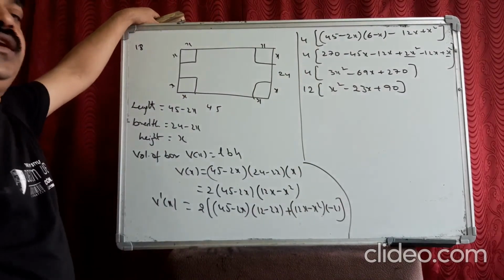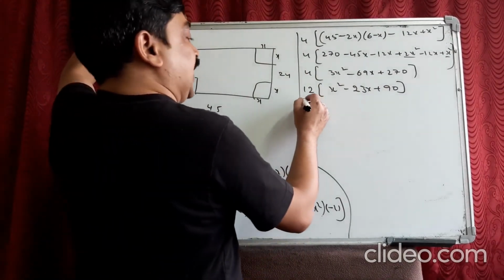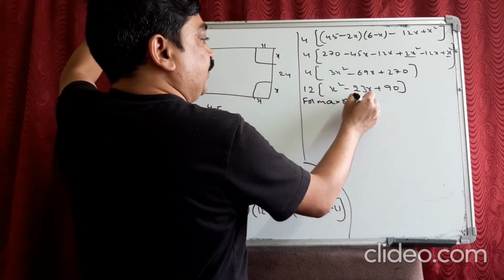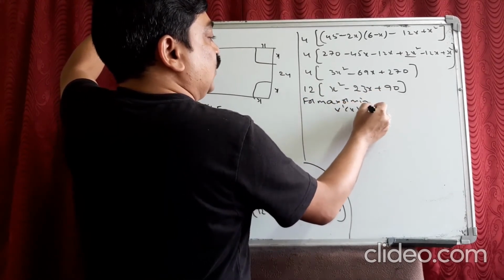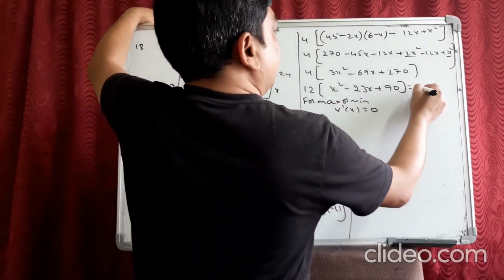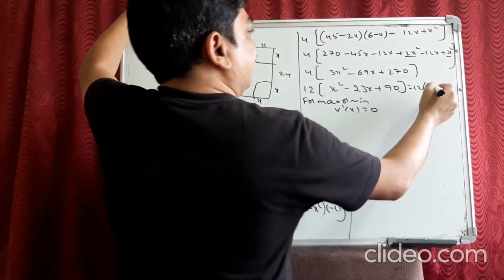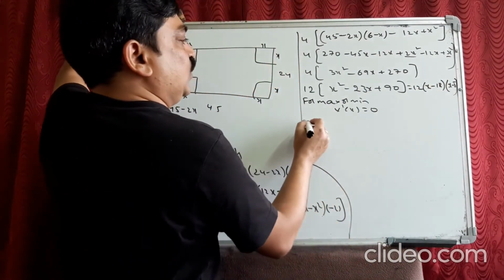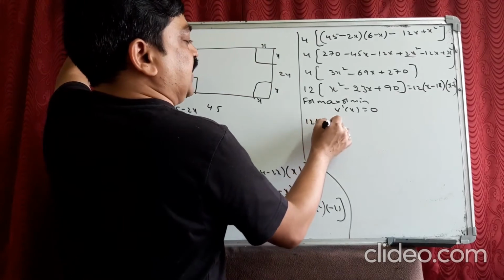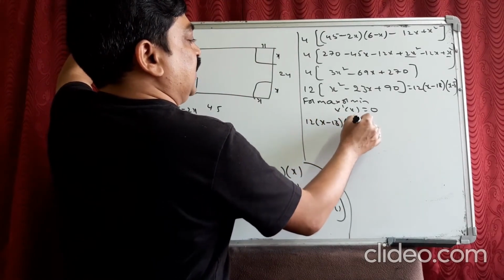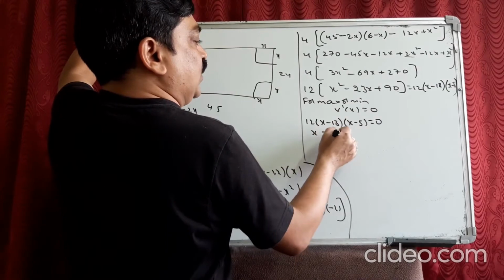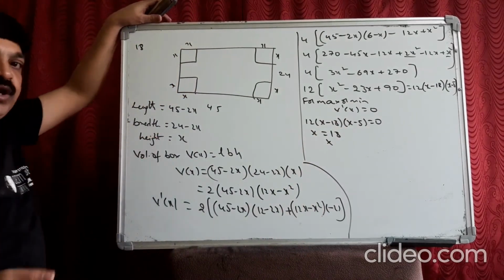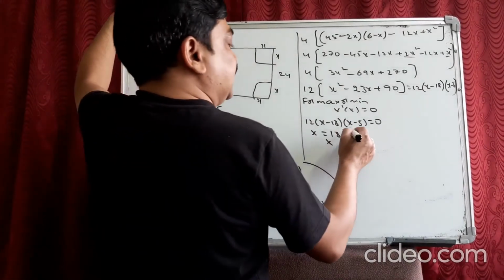Now let us go with maximum or minimum. This is at v dash of x only. For maximum or minimum, v dash of x is 0. So let us factor this: 18 and 5, x minus 18, x minus 5. So 12 into x minus 18 into x minus 5 is equal to 0. I don't take x equal to 18 because when I take x equal to 18, breadth becomes negative. There will be no breadth. So I take x is equal to 5.